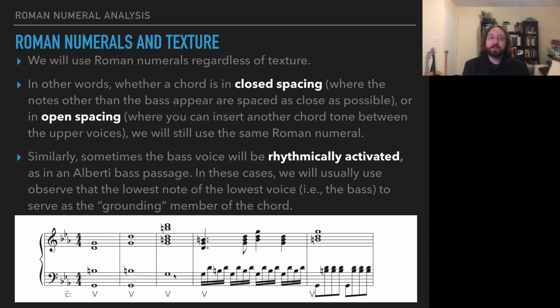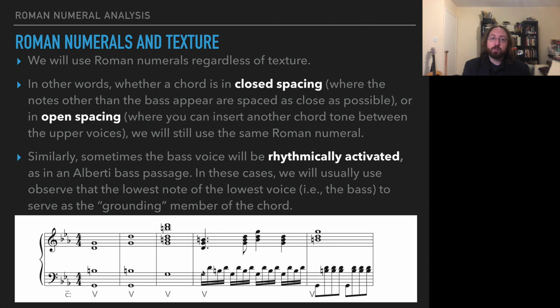And even if it's different doubling, here we have the G an octave higher, here we have a bunch of different other notes doubled, and we can still call that a V chord. It is, again, a harmonic summary that is interested in the pitch classes that are there. The pitch classes, if we make a pitch catalog, are G, B, and D in each of these instances. It's going to be the same if it's rhythmically activated, if the bass voice has some rhythmic activation to it. For instance, like in an Alberti bass passage. Here we see G, B, D. Everything is G, B, D in that measure. Again, it's the pitch classes that matter.